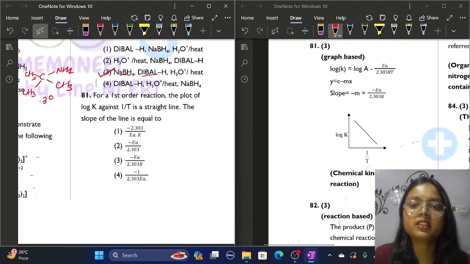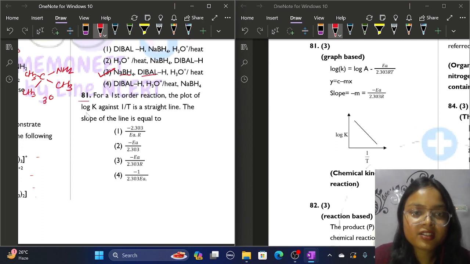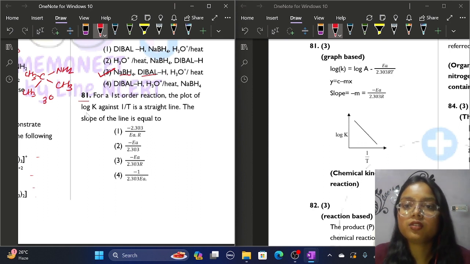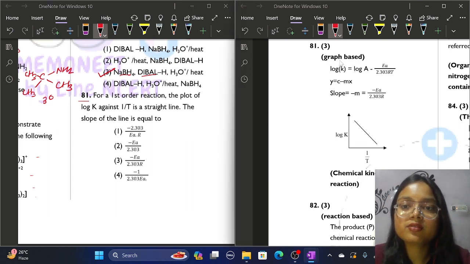For option number 3, for question number 81: for a first order reaction, the plot of log K against 1/T is a straight line. The slope of the line is equal to? Log K is equal to log A minus Ea by 2.303 RT. So we have to follow this equation.